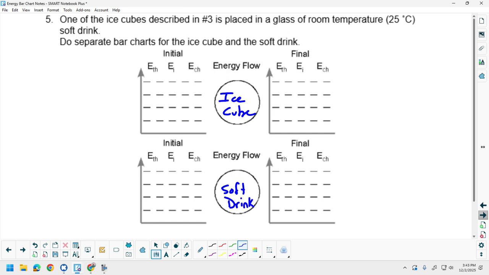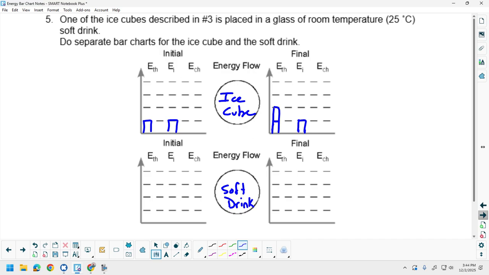So for the ice cube, it starts out as a solid, and it's going to be pretty cold as it comes out of the freezer. This time I'm going to use 1 bar. And then as it sits in the drink, the ice cube is going to stick around for a while, so we'll say it's still a solid. But over time, it is going to be absorbing some energy, and so we're going to see a little bit of increase in the thermal energy of it. Okay. So that really cold ice cube is warming up, but it hasn't melted yet. And so at this point, we'll do the energy flow here in just a second.